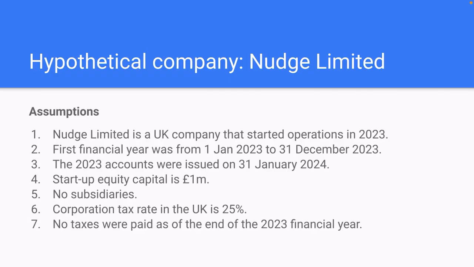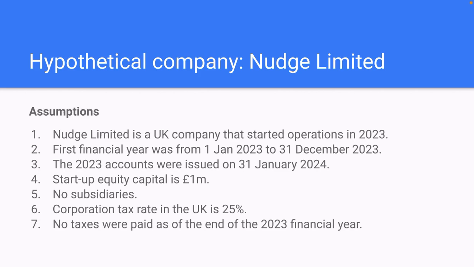And so, as a starting point, I'm going to go through an illustration of a hypothetical company which I've called Nudge Limited. And this example is going to help us to appreciate the scope of this course. And so you can see on the screen that we've got 7 assumptions.